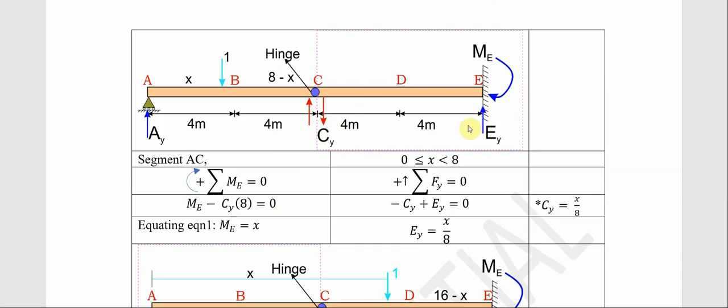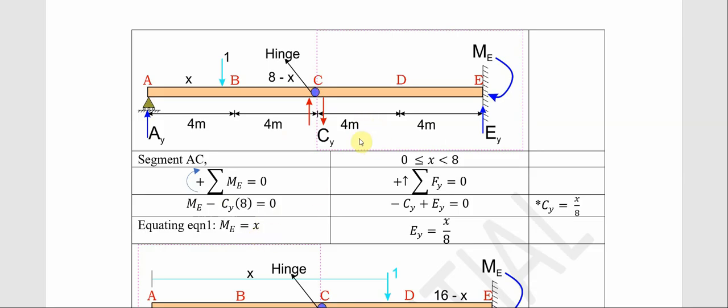Mind you, there's something I was expecting people to ask me: because this is not a force, why are we putting it? Because it's a moment, we cannot neglect it, even though we are taking moment about this point. Because there's a moment acting here, we can't neglect it. That's why we are introducing the moment here. And since we calculated the other time that our CY is x over 8, we put x over 8 here, that means we will have x here, so our ME minus x gives us ME equals x.